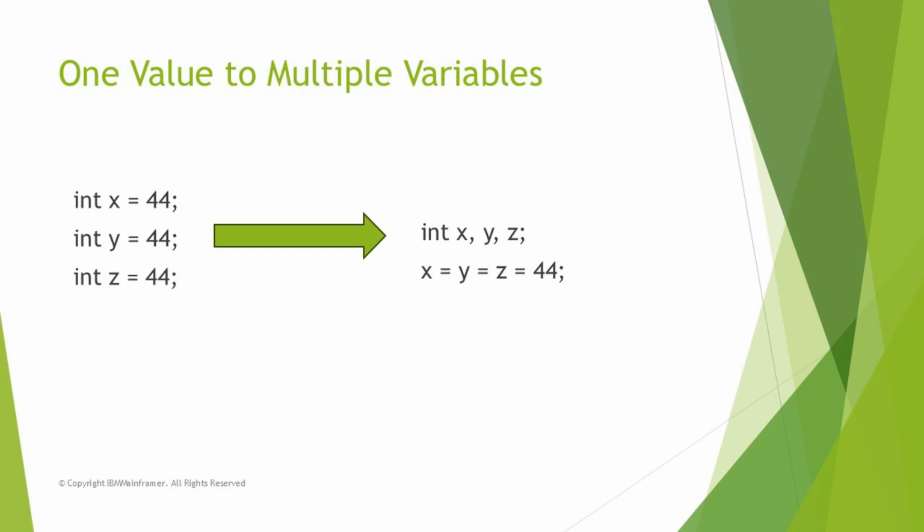So this is the declaring part. We are declaring 3 variables as an int type. So int x, y, z. This is the syntax. Then we are assigning a value. Instead of declaring one by one, you can do it in a single line: x equal to y equal to z equal to 44. So that the 44 value will be assigned to z, y, x. Now we'll see this in practical.